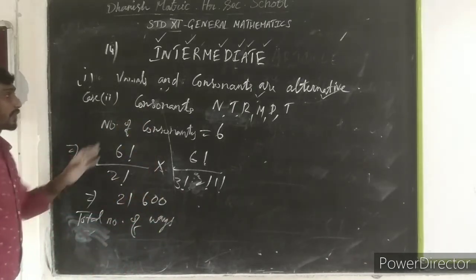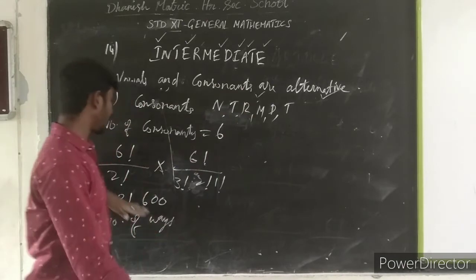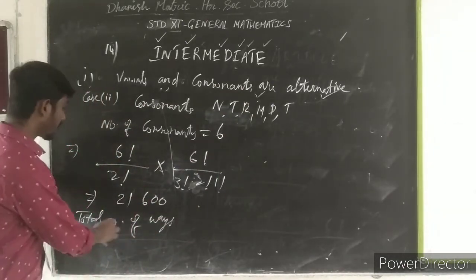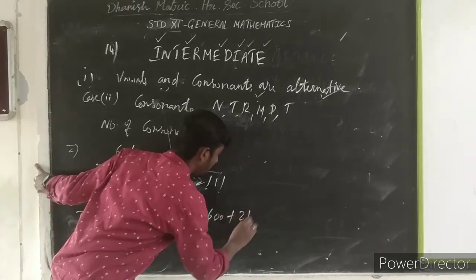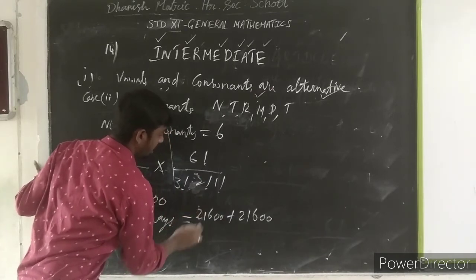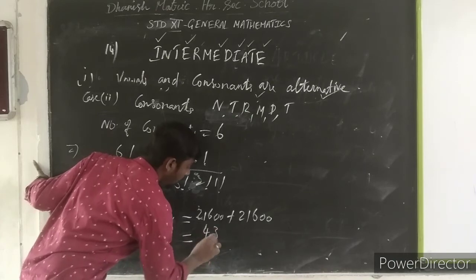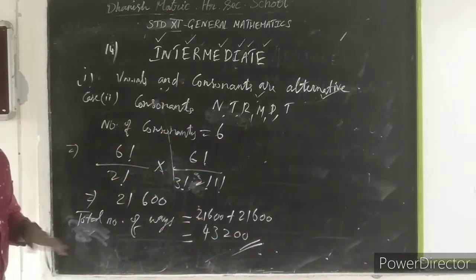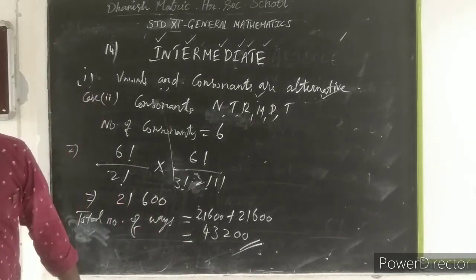For vowels we are finding the number of base. Second one, consonant also we are finding the number of base here. So we are going to find out the total number of base, that is 21,600 for vowels. Again 21,600 for consonant, you are adding this one: 43,200. Total number of base, that is 43,200 here.